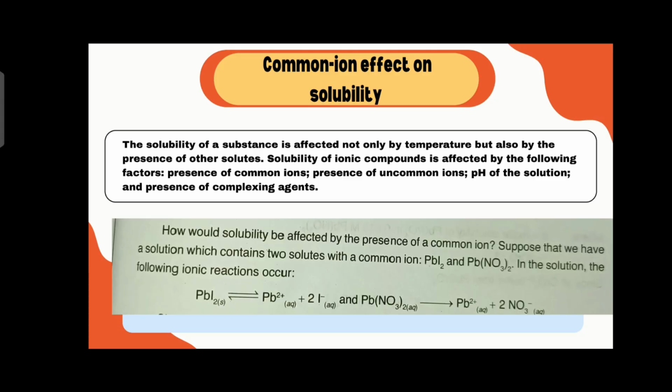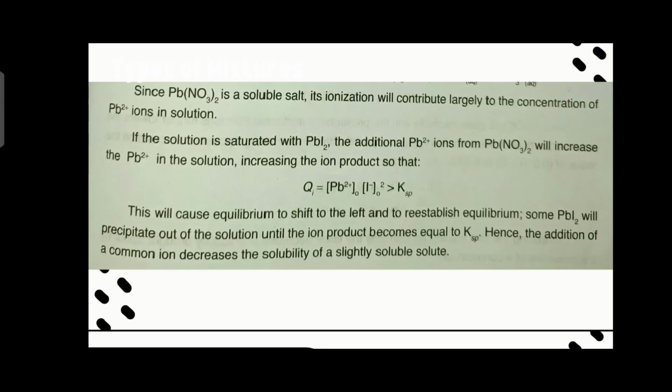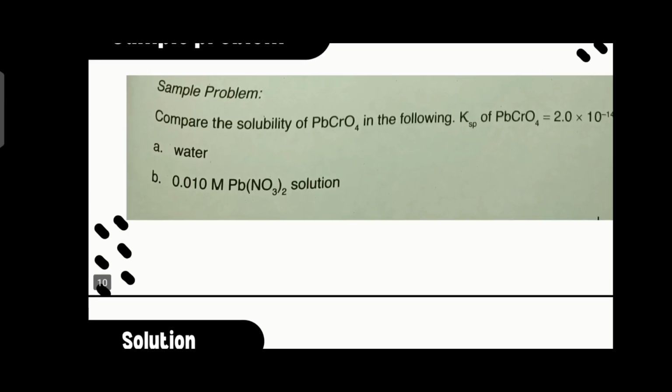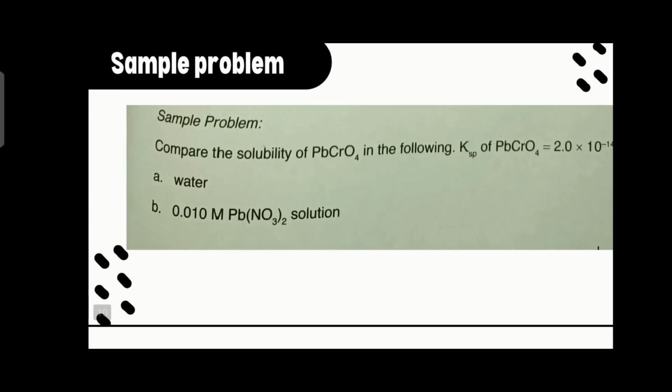How would solubility be affected by the presence of a common ion? Suppose that we have a solution which contains two solutes with a common ion. This will cause equilibrium to shift to the left and to re-establish equilibrium. Some of it will precipitate out of the solution until the ion product becomes equal to Ksp. So, to the book, this is the sample problem. Compare the solubility of this in the following: A, water and B. So what is the solution?